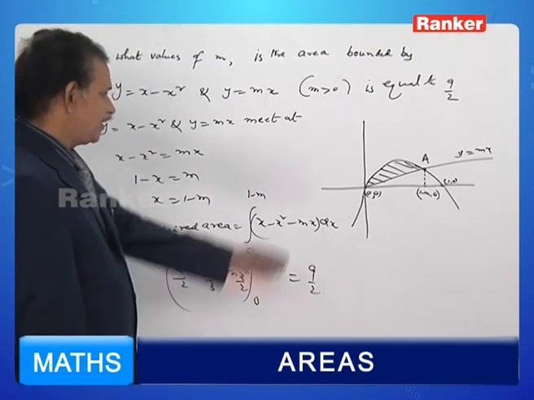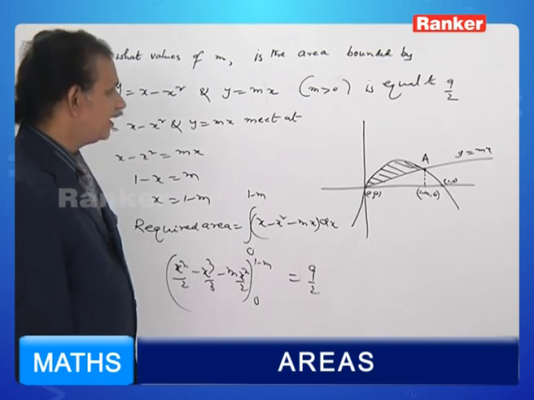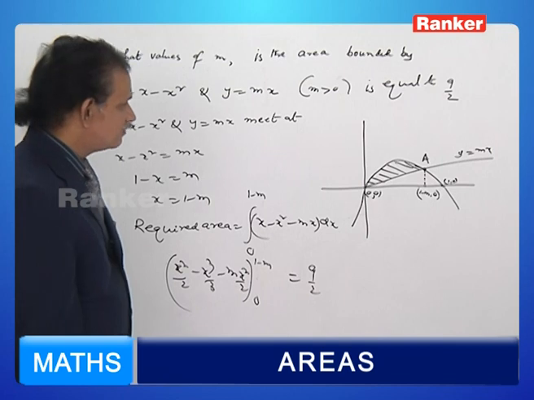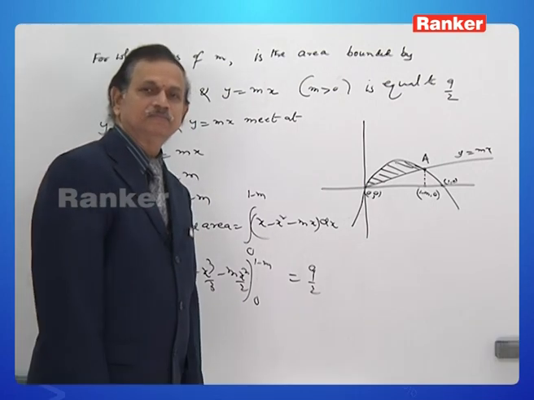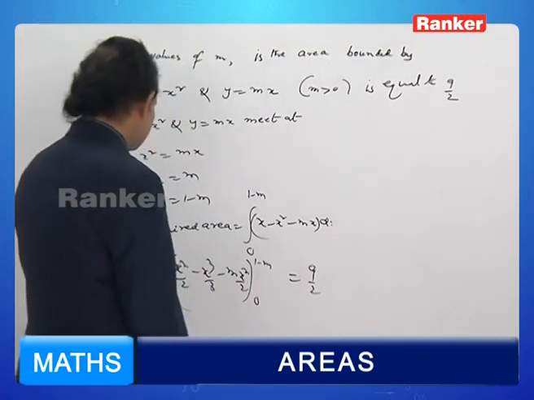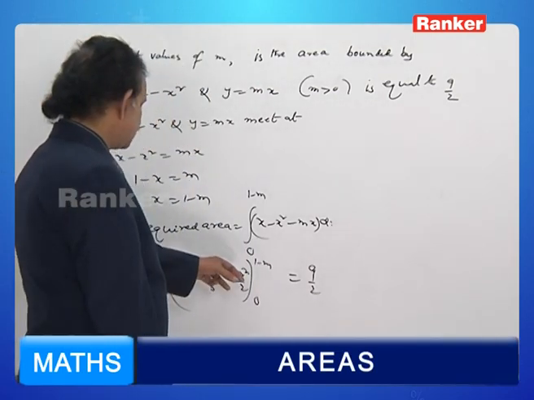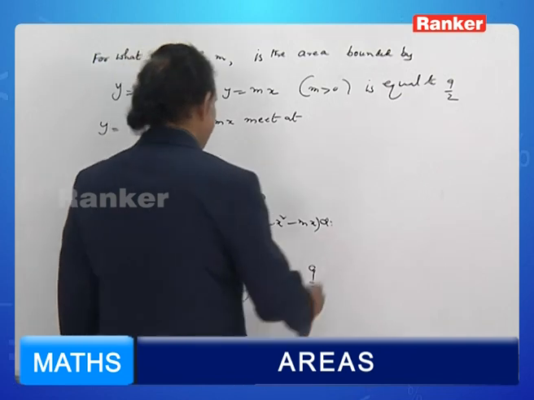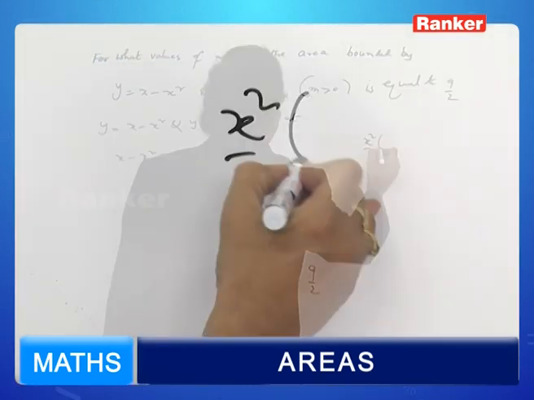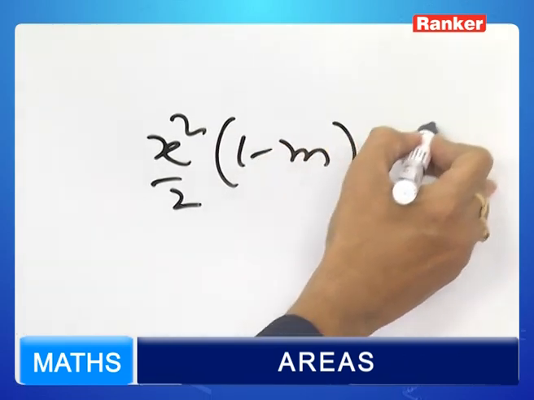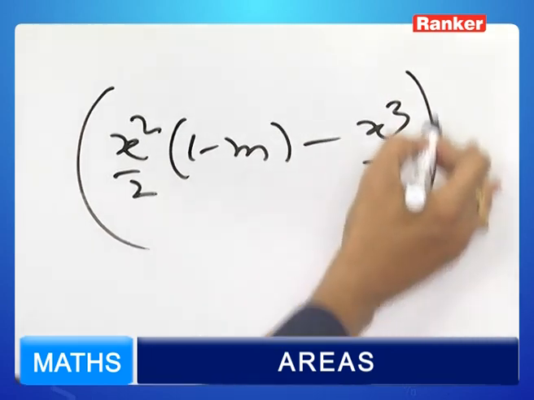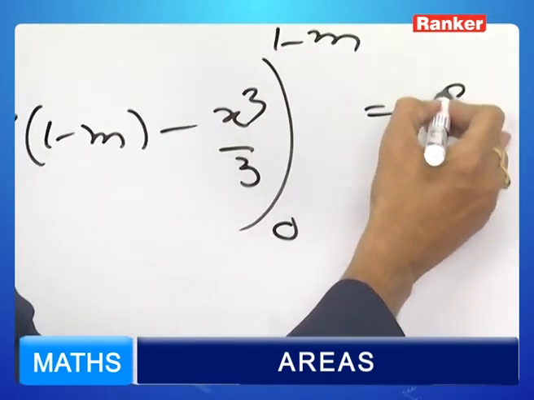Well, friend, I would like to remove the diagram because I can utilize that space for calculation. You please observe the diagram. If you say okay, I shall remove it. Well done. This is x square by 2 minus mx square by 2, isn't it? So, x square by 2 into 1 minus m, minus x cube by 3, between the limits 0 and 1 minus m, is equal to 9 by 2.